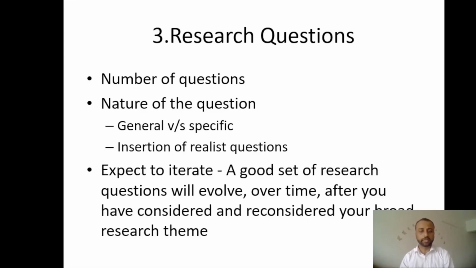And be prepared to iterate. The research questions will also emerge, will also evolve, will also change when you go and interact with people, when you go to the field. So do not hesitate, do not be fixed with a mindset that I have only these three questions. The questions may be a little better with time. So do not hesitate in reconsidering your questions, but consider the broad research theme as the same.